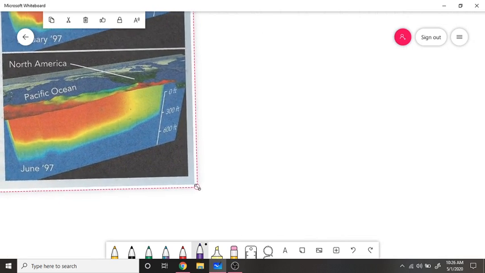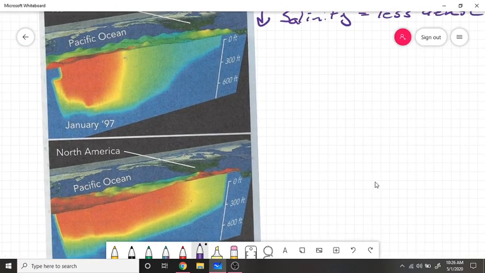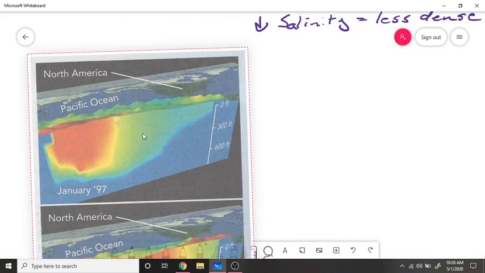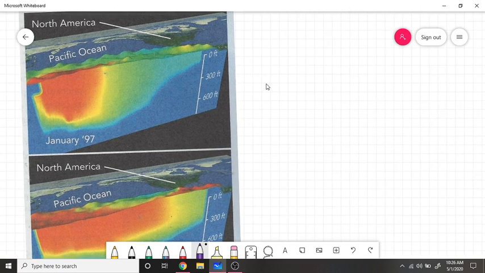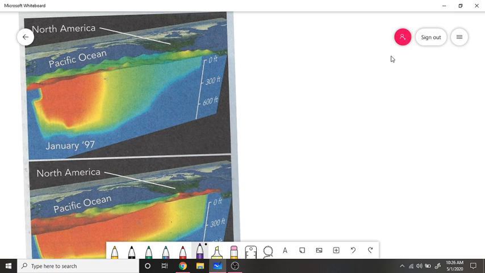So right here I have a picture that I will be including on Google Classroom for you guys. And this picture is going to show you the temperature of the surface of the ocean from 0 feet down to 600 feet. This is in the Pacific Ocean. Here's North America. Down here is the tip of South America. Sorry, part of South America. And it is showing you surface temperature. The ocean surface is considered to be down about 600 to 800 feet.